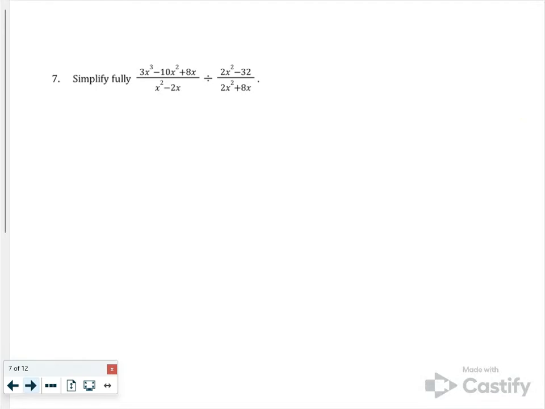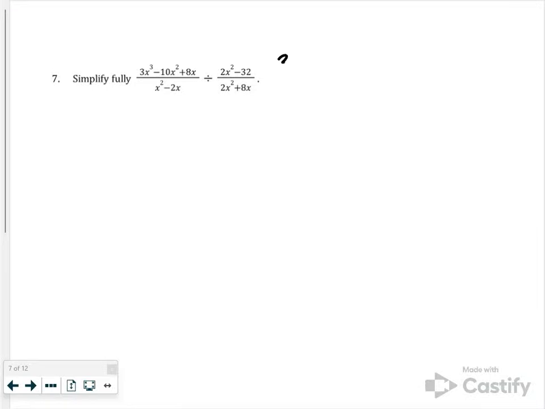Now we got number 7. It says to simplify this fully. So I start looking at each of these terms, and I need to start imagining that I'm going to factor them. Okay, so we know that when there's a division sign, we need to flip that second fraction and change it to a multiplication problem.